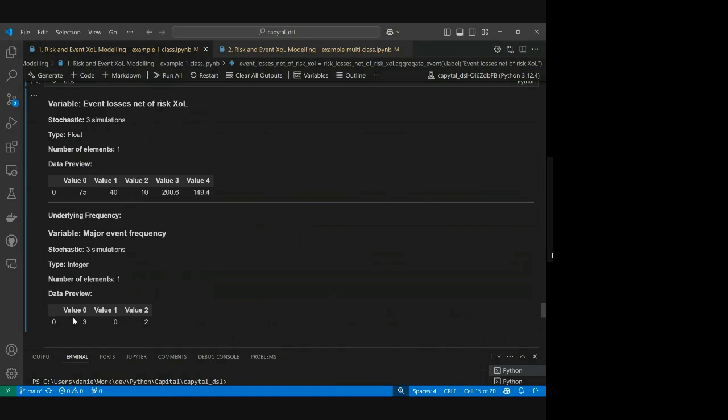See here we have 3 events in the first sim, no events in the second sim, 2 events in the third sim. So these are those 5 events now with total losses across all the risk, the individual assets, and net of that risk XoL. So these are what we want to take forward and pass into the event XoL reinsurance.